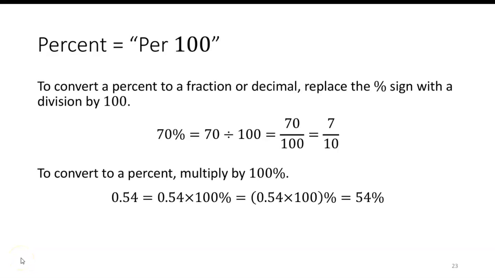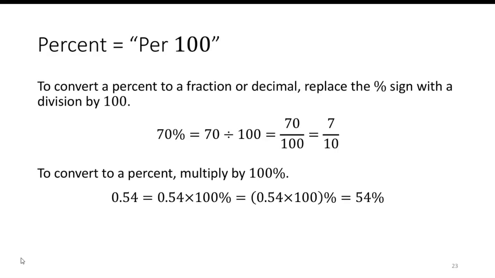So keeping in mind that the word percent means per hundred, the per means divide, cent is 100, so percent means divide by 100. So if you want to convert a percent to a fraction or decimal, replace the percent sign with the division by 100. 70% means 70 divided by 100, so that's 70 over 100 or 7/10, or 0.7 in decimal form.